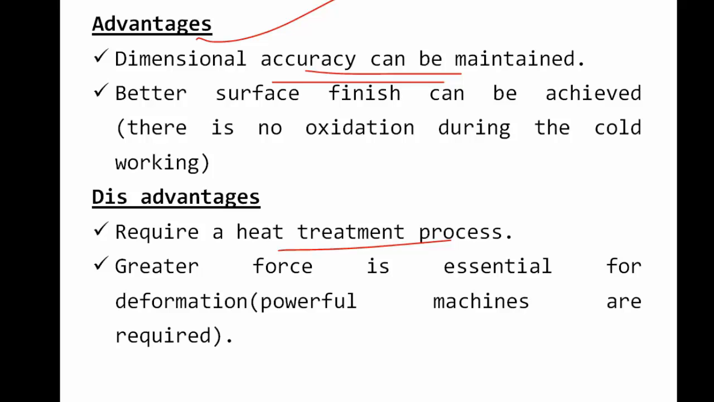If you want to improve the mechanical properties of the material, you do not get that in cold working compared to hot working. So we go for a heat treatment process like annealing or hardening; some types of processes are available. Once you have conducted the cold working, you have to follow it with heat treatment. This is one of the drawbacks. Then greater force is essential for deformation, so powerful machines are required. This is one of the disadvantages of the cold working process.